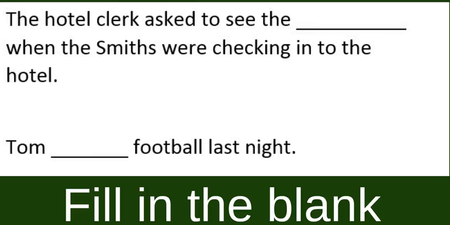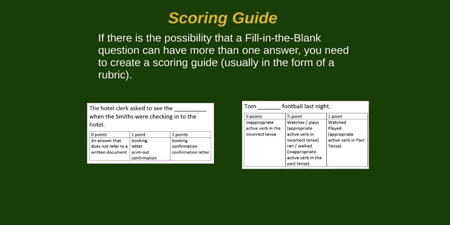In the first sentence, we have the hotel clerk and the Smiths were checking into the hotel. Checking in, they should know what that means: you're arriving for the very first time. So what is it the clerk would ask to see? But I hope that what you're seeing is that there are multiple answers for both of these questions, and that's often the case. It's so hard to write a fill-in-the-blank question where there's only one correct answer. Almost impossible. So you have to develop appropriate scoring rules.